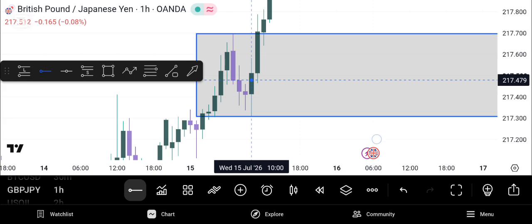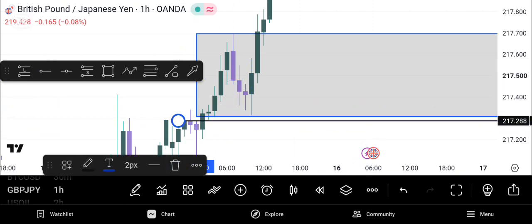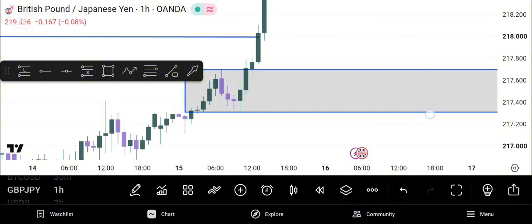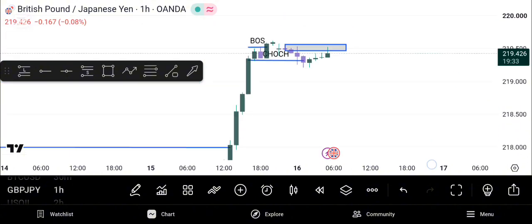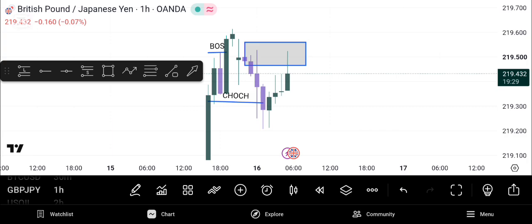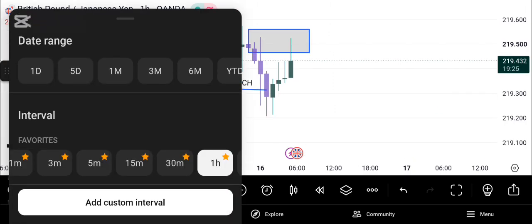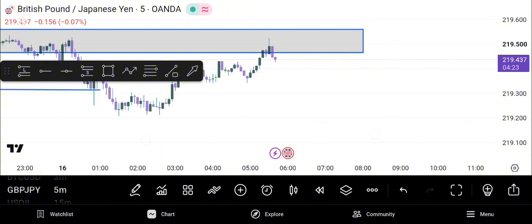Let me just check out something down here. Okay, I'm going to be using confirmation entry on this trade. We can see that price is pushing. We have 90 minutes before price closes. Let's go down to the 5 minutes time frame where we'll be using confirmation entry.